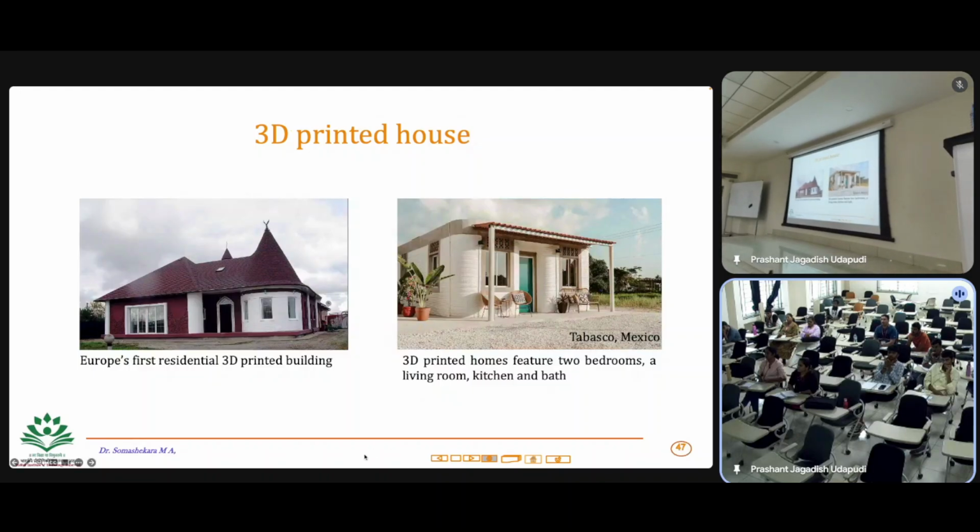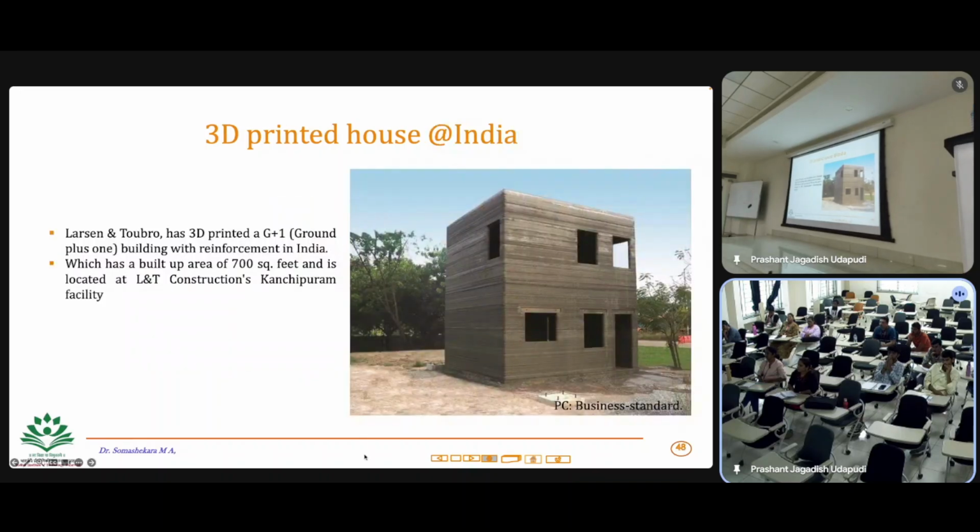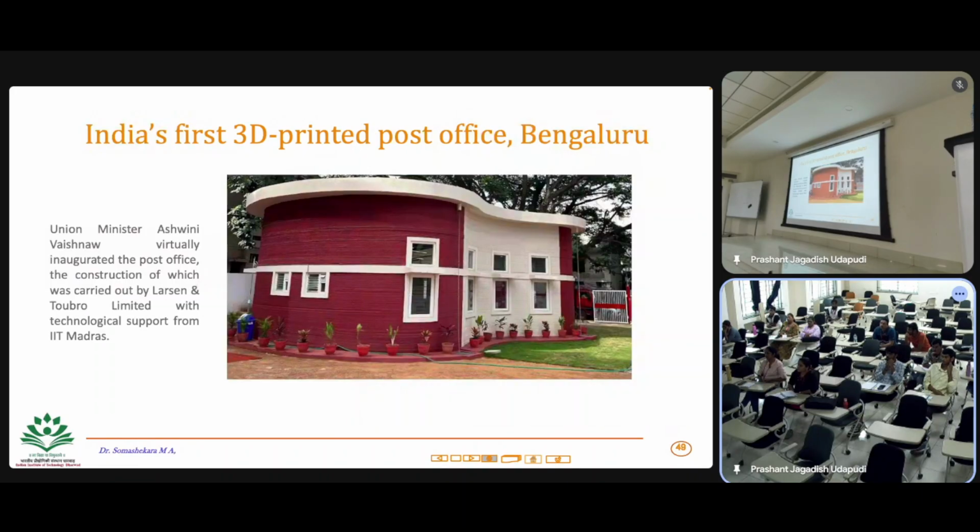In fact, recently L&T built 700 square feet in Kanchipuram, where you can see they completely printed a G+1 structure, and most recently in Bangalore they printed a post office, right? There they have not taken the typical conventional time, which is huge, but here they have saved a lot of time and materials, and most importantly a lot of human involvement and resources required for building this kind of structure. And a lot of bridges, right?